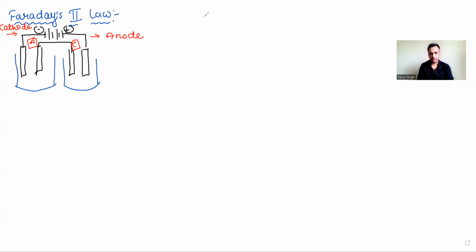So for this scenario, we are keeping the current, that is I, constant or the same with reference to time t. So these two things are the same over here, and the two cells are in series. So we can say that the same current is flowing for the same time.